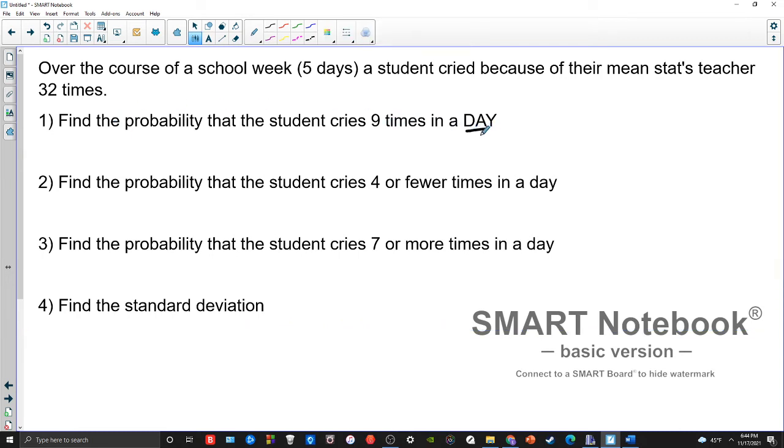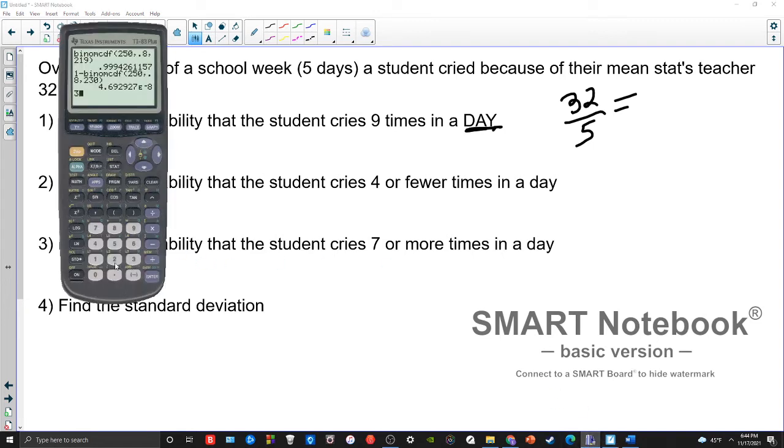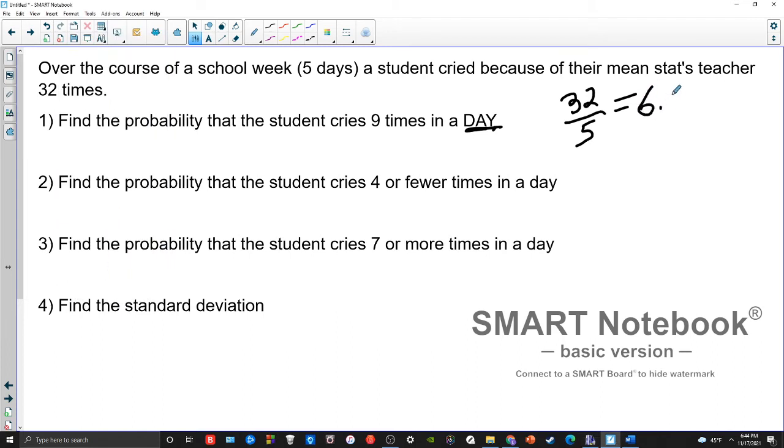Okay, a day, that's the first clue, because I need to know the average per day if I want to do a probability for a day. Right now I know the average for a week, 32. So I'm going to take 32 cry times out of 5 days, right? Maybe they had a stats quiz coming up that they really weren't ready for. We're going to take 32 divided by 5, 6.4. So they cry on average 6.4 times a day because of their stats teacher, right? Probably the most they cry. So I want the probability that they cry 9 times in a day.